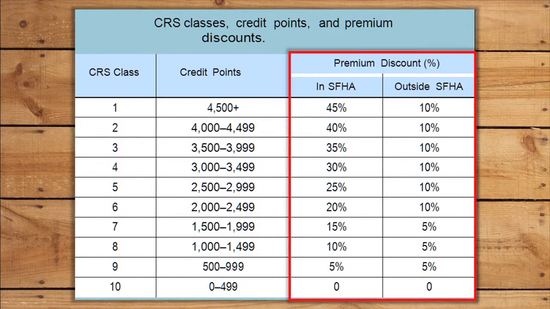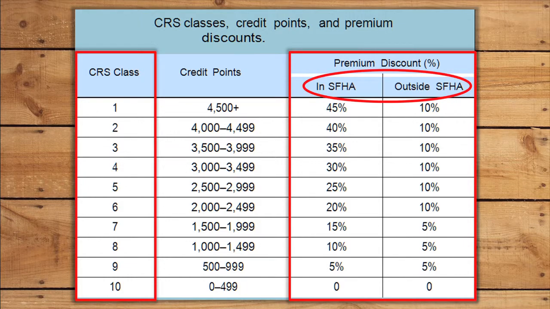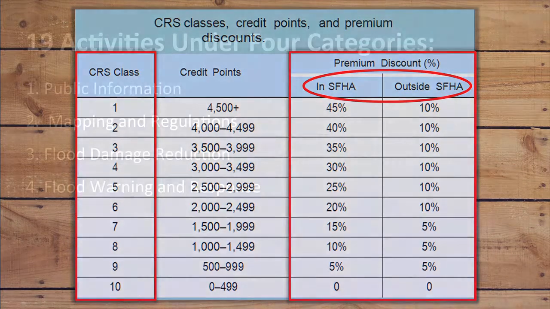The table shown on screen shows the premium discount for policies in communities in each CRS class. Note that the amount of the policy discount for each CRS class also depends on whether the insured property is located in the special flood hazard area.